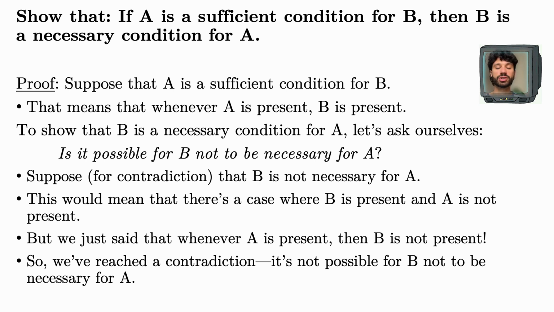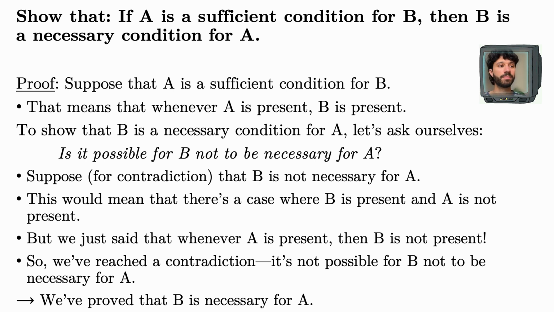So what we do is we say, look, let's assume the opposite of what we want to show, and show that assuming the opposite is impossible. And if you show that assuming the opposite is impossible, then the original statement is true. And so we've proved that B is necessary for A. We've proved it for every possible case. That's pretty neat, right? And some of the exercises for your homework are going to be to prove such statements.